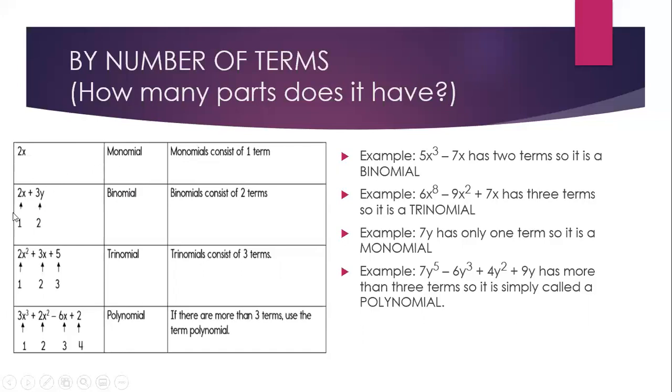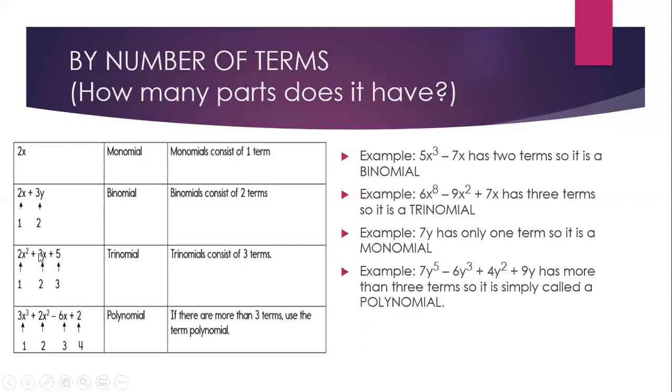But let's say I have not just one term, but 2 terms. I have 2x plus 3y. Well, what has 2 wheels? A bicycle has 2 wheels. If a person works 2 jobs, they're said to be bivocational. Bi means 2, like a bicycle has 2 wheels. So a binomial is composed of 2 terms.